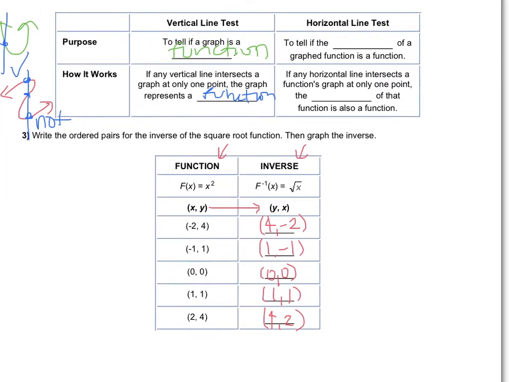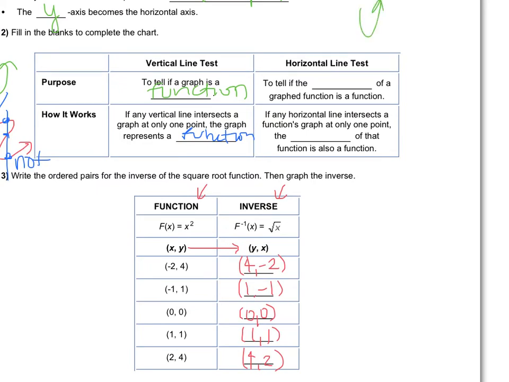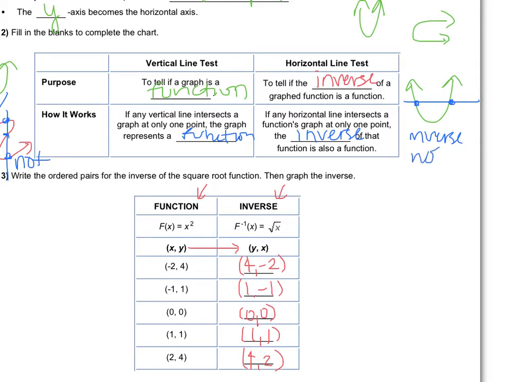So since inverting something means that it flips it, if I wanted to find the inverse of this graph, it would actually turn sideways. So we would use what we call the horizontal line test to tell if the inverse is a function. And the horizontal line test works the same way. It says that you take a graph, and if you can draw a horizontal line, and it intersects the graph at only one point, then the inverse is also a function. Well, if I look at this particular graph, the parabola, it intersects the graph twice, so the inverse would not be a function.